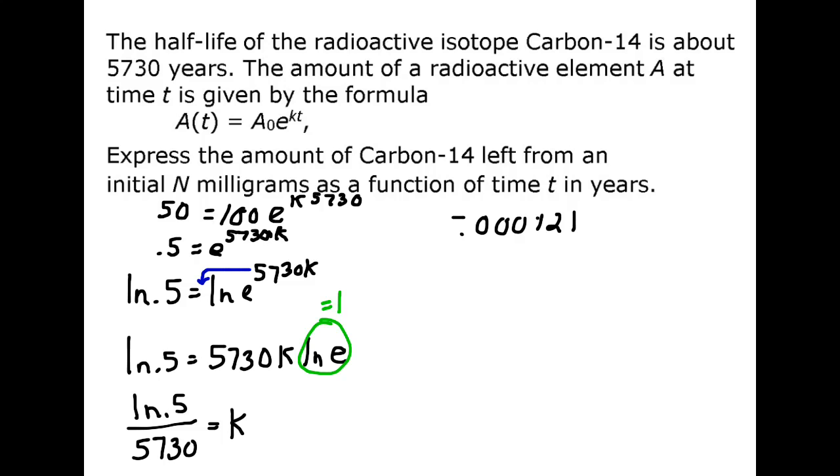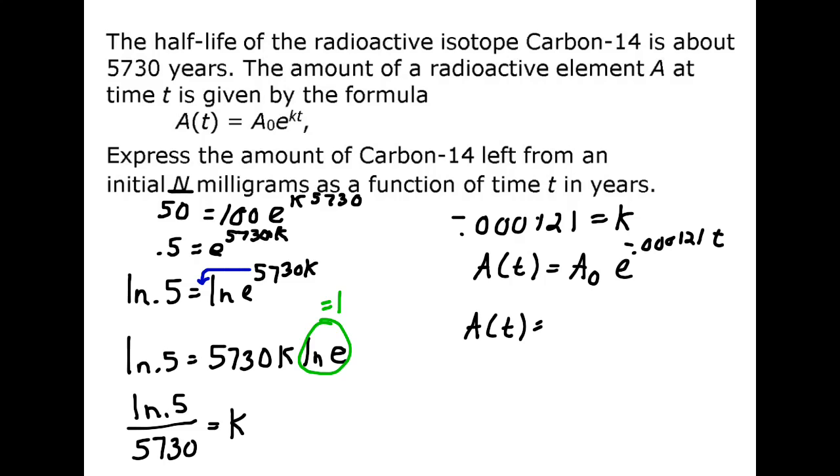Okay, so that's what k is, and now we have this formula, A sub t equals A sub 0 e raised to the negative 0.000121 t. This particular problem asks us to start with n for A sub 0. So we would write A sub t equals n e to the negative 0.000121 t.